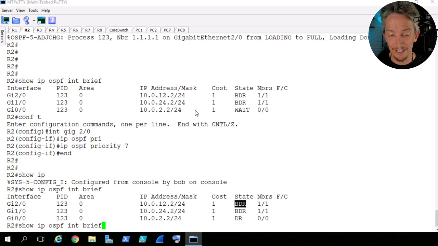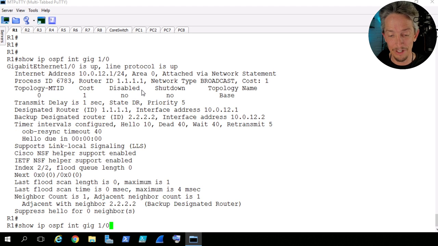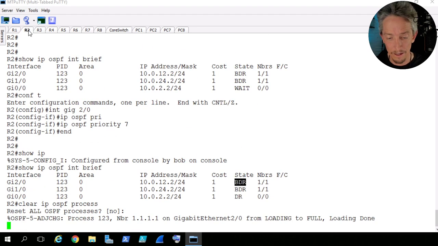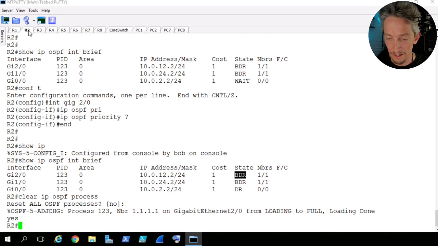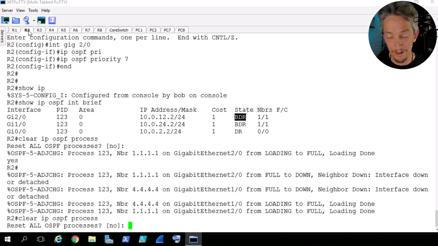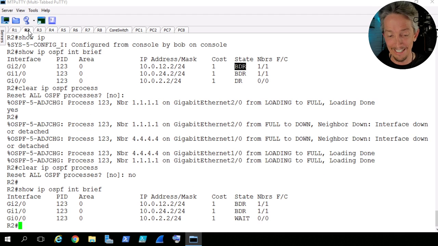So we'll do a, how about this? Yeah, that'll work. I'm gonna do that on both routers at nearly the same time. I'm not gonna do it again because, if I didn't get them close enough, we'll see. Show IP OSPF interface brief. Yeah, I didn't do them close enough. Let me do them closer together.